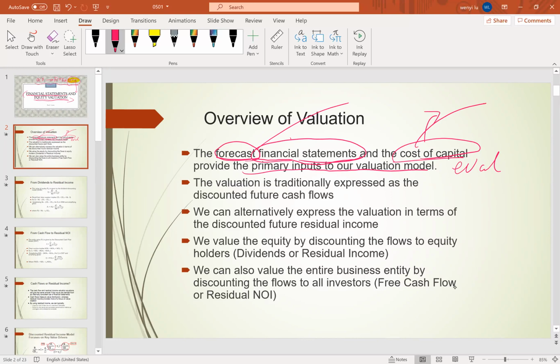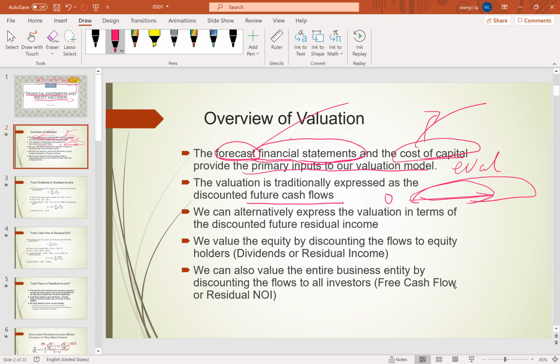The valuations will be traditionally expressed as discounted future cash flows. What do we mean by future cash flows? It means the cash flows will not happen at time zero, but in the future. So you will forecast the next 5 years or 10 years of cash flows based on your study of the current and the previous financial statements.